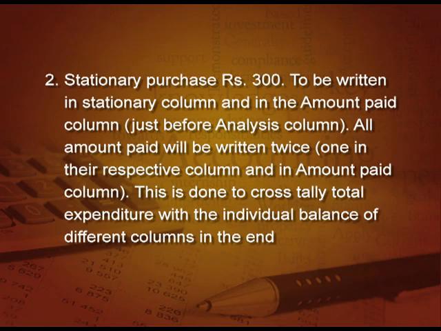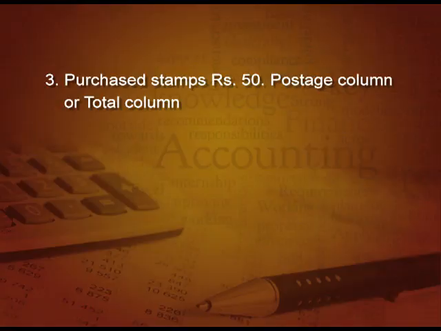Now, this is done to cross tally the total of the amount of expenses with the individual balance of different columns in the end. This will help us to make sure that all the entries are recorded properly. Point number 3, purchase stamps 50 rupees. This will come in postage column and the total column. I told you, 2 columns.